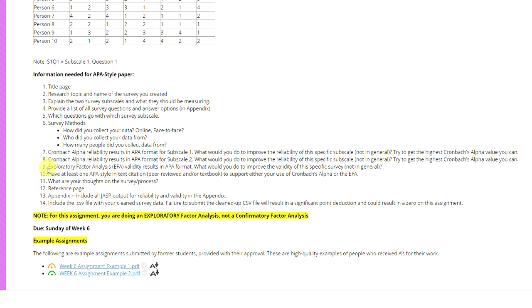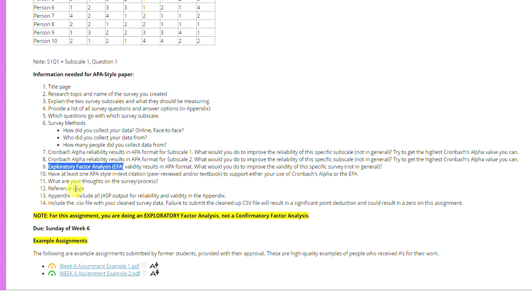Then, and this is important, you are doing an exploratory factor analysis. This is not a confirmatory factor analysis. So you are not doing what you did last week. You are doing something new. That's why we're learning about the EFA this week, because you're going to use the EFA this week for your paper. So you're going to do that exploratory factor analysis in APA format. What would you do to improve the validity of the specific survey and not in general? Have at least one APA-style in-text citation, peer-reviewed and/or textbook, to support either your use of Cronbach's alpha or the EFA. What are your thoughts on the survey process?